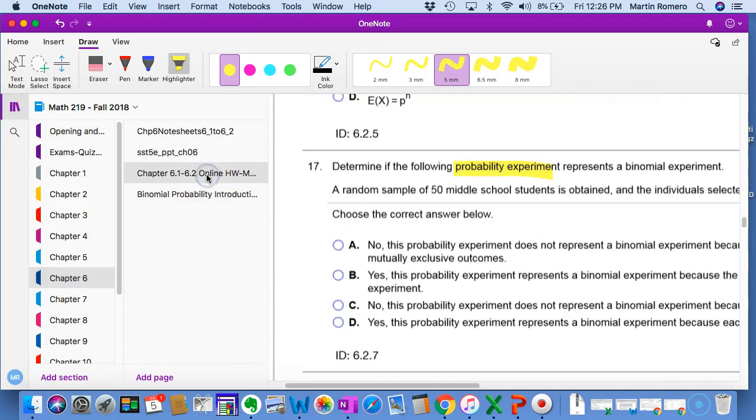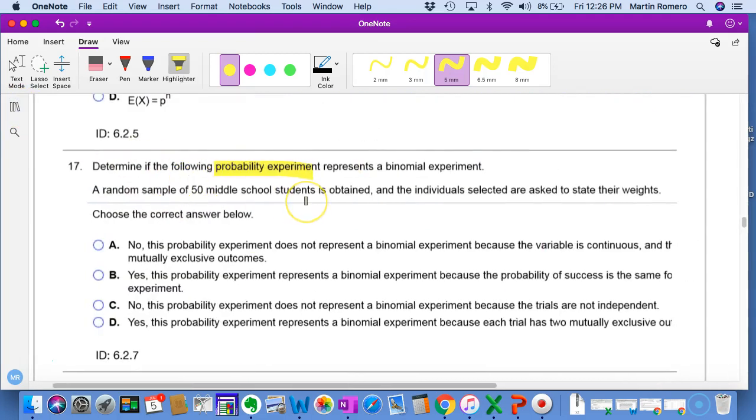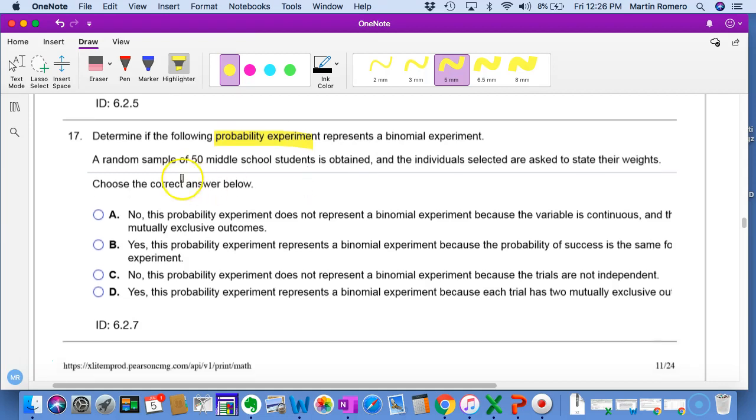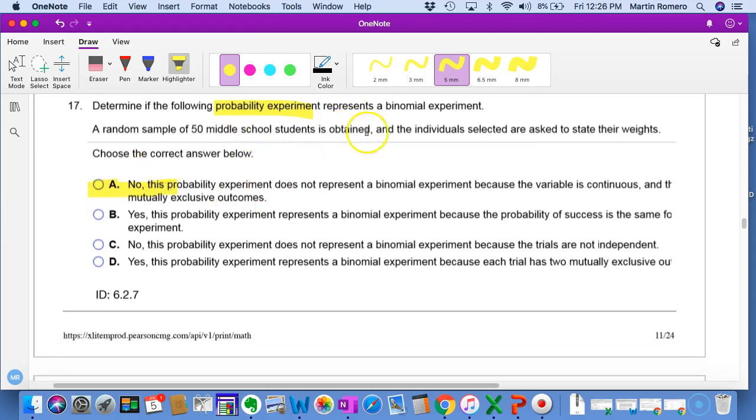So we can answer these questions quickly. And you might have different ones in your homework, but these are related. A sample of 50 middle school students is obtained, and the individuals are asked to state their weights. This would not be a binomial probability experiment because the outcomes are a continuous variable. A binomial probability is discrete. You only have two outcomes, and there are not only two outcomes here. You have an infinite amount of weights students can state. So this is not a binomial probability experiment, sampling 50 students and asking them what their weights are.